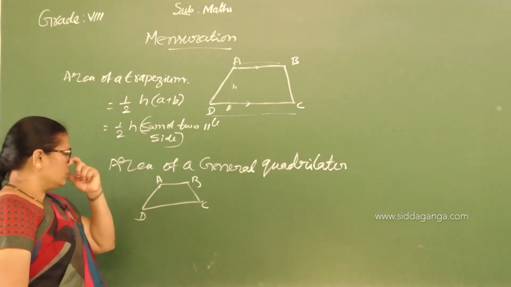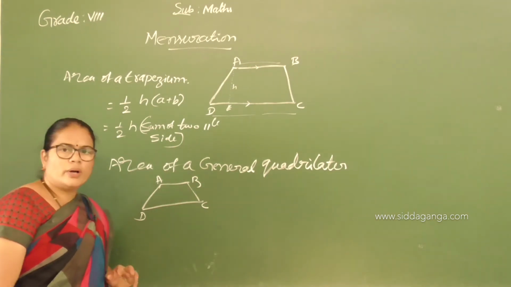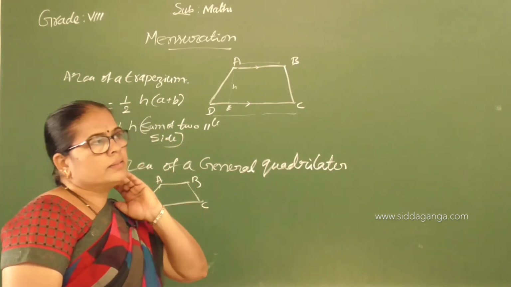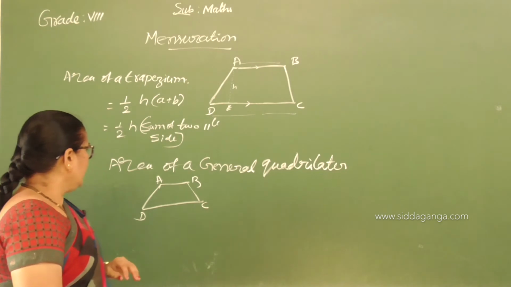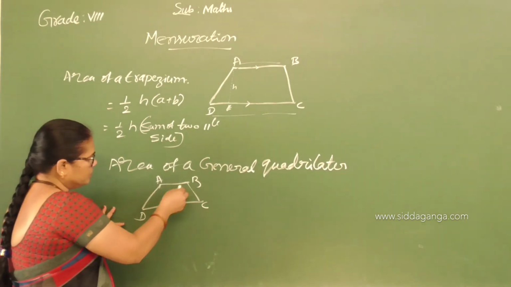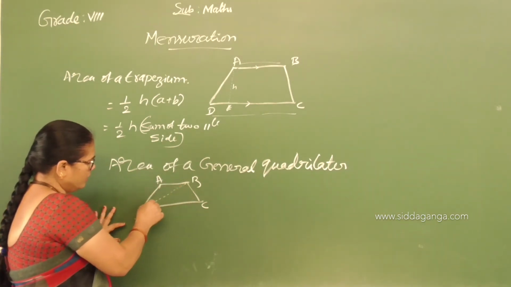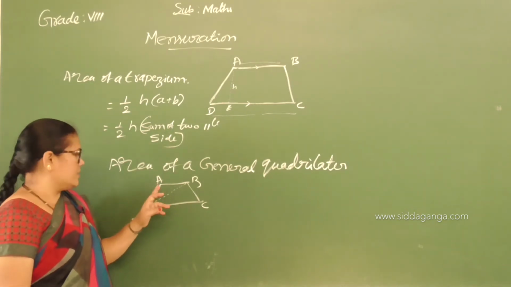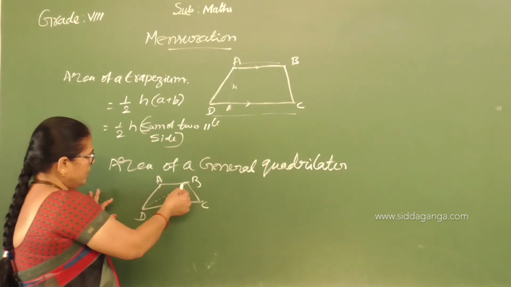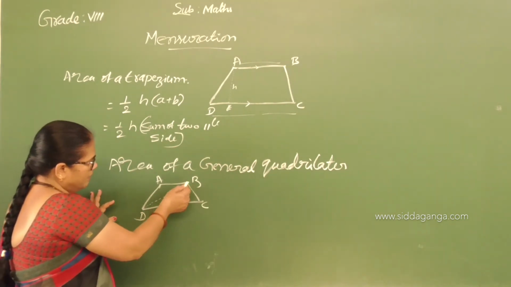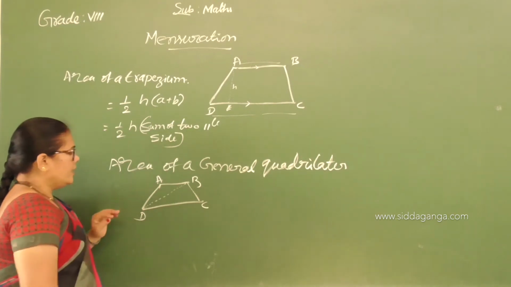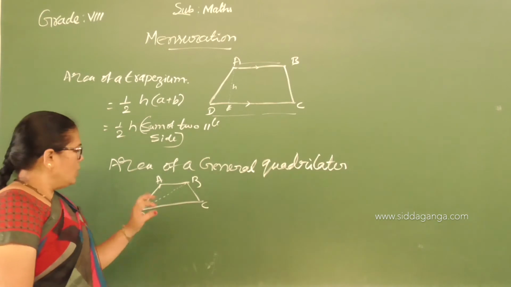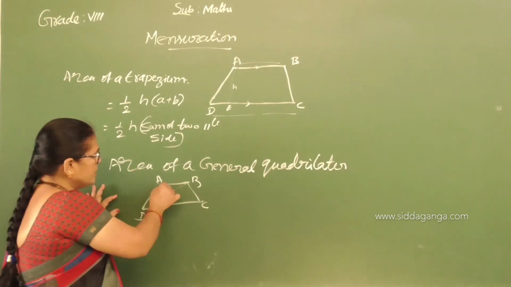We know the areas of some quadrilaterals: square, parallelogram, and rectangle. In the general quadrilateral, you have to take the diagonal. The diagonal divides the quadrilateral into two triangles. Here ABD is one triangle, and BCD is another triangle. What is the area of the triangle? Area of a triangle is equal to half into base into height.